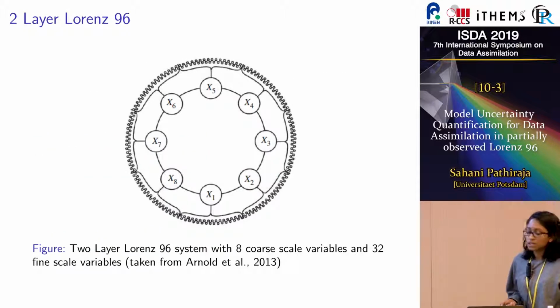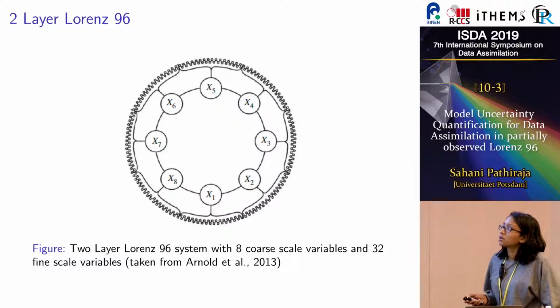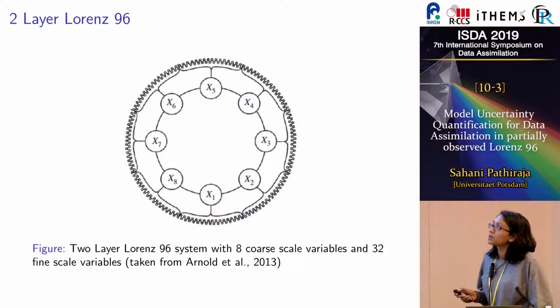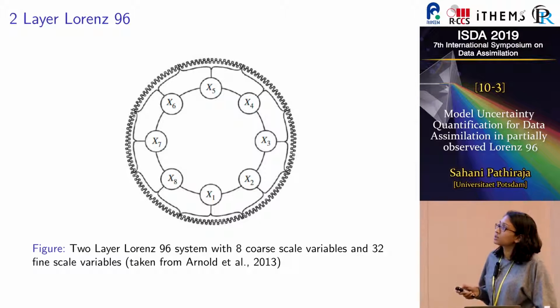So the system of interest here is the multi-scale Lorenz 96 system that you're all probably familiar with. So we have some coarse scale or resolved variables on this inner ring here, each of which are coupled to some high-frequency oscillating fast scale variables, which are on this outer ring.